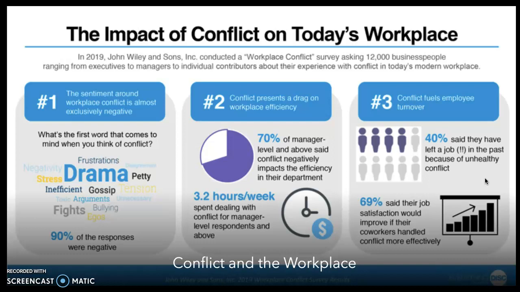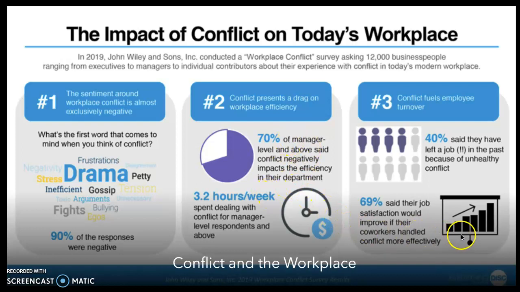Take a look at this infographic that we've included that shows statistics about workplace conflict. We see here on the left that feelings surrounding workplace conflict are almost always negative. A lot of the common words are frustration, drama, petty, inefficient, and gossip, and that is at a staggering 90% of responses being negative. This essentially leads to stress for all parties, and we see here that 70% of managers said that the conflict negatively impacts the efficiency of their department, causing them to spend over 3 hours a week just dealing with conflicts.